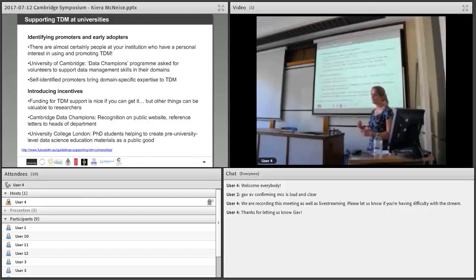So by identifying these early adopters, you can find a bottom-up approach to trying to spread the news about TDM and support for TDM. And the other key thing here is that self-identified promoters bring domain expertise.